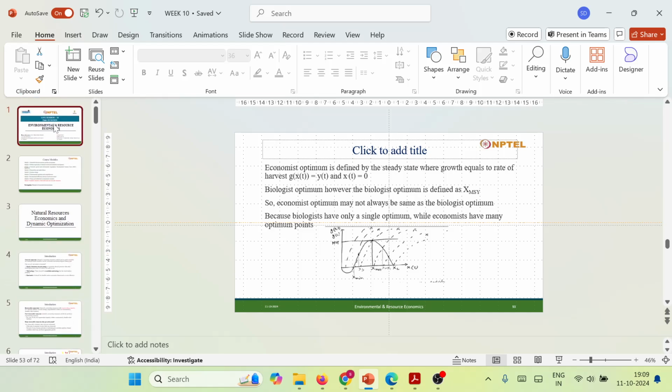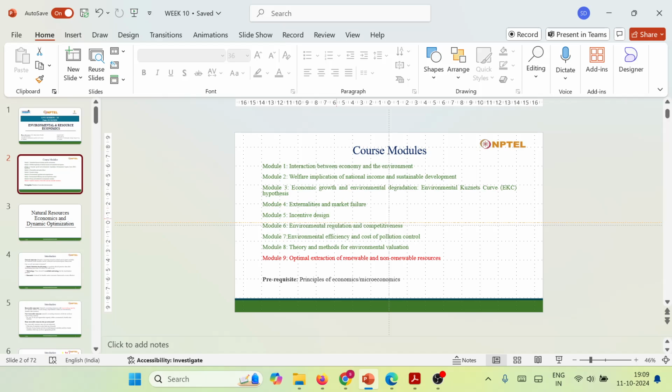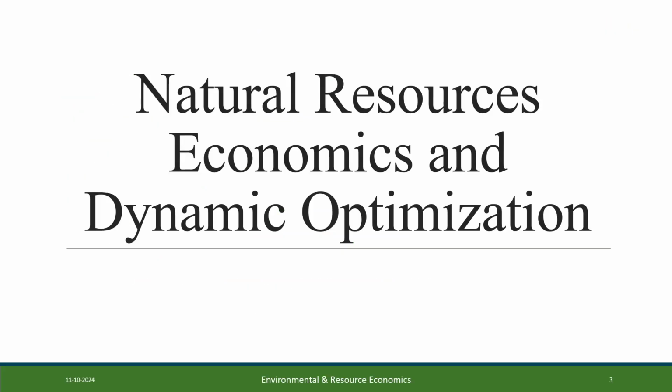Okay, so I hope that my screen is visible. Yes, visible. So, in today's lecture, we will first try to revise the optimal extraction of non-renewable resources part, and then we will go towards the optimal extraction of renewable resources, and then we will finally learn the tragedy of commons. So, in the last session, in the last week, we have covered natural resources, economics, and dynamic optimization.